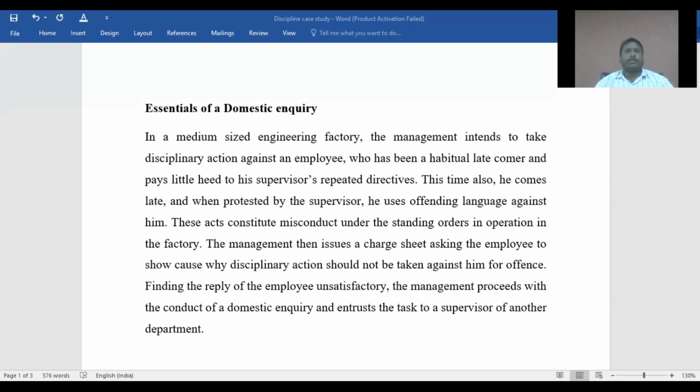So the employee gives his reply and his explanation, but the management is not convinced with the reply of the employee, and it feels that the reply is not satisfactory. So it decides to proceed with the further action, that is the conduct of a domestic inquiry. As a part of the domestic inquiry, management entrusts this entire inquiry task to one of the supervisors in another department. So one supervisor from another department has been entrusted as the inquiry officer.